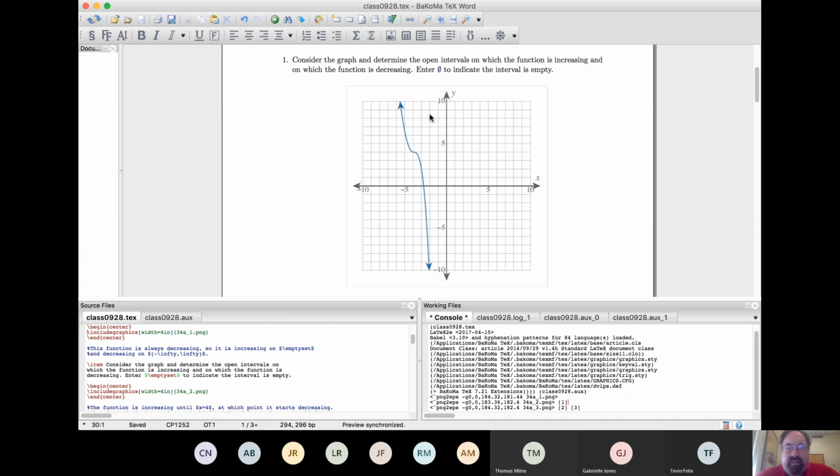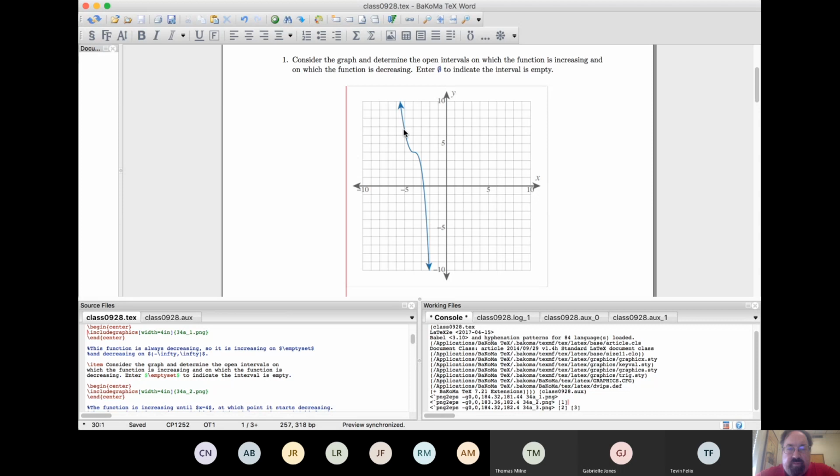Now, if a function is not exhibiting that behavior, for instance, this function right here, it's always decreasing. Now, how do we define increasing or decreasing? If x is increasing, so you're going from left to right, what's happening to the y value? As I go from left to right along the x-axis, look at the y value. The y value is always decreasing. So this function is decreasing everywhere.